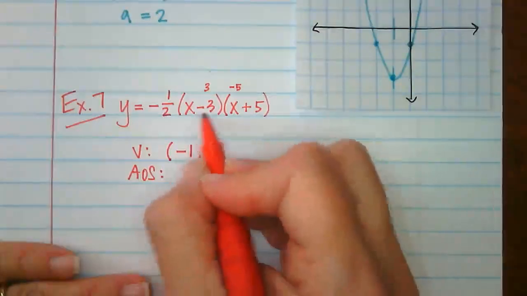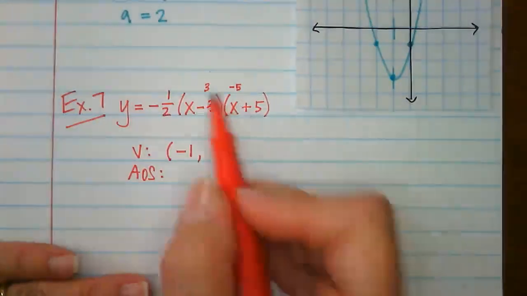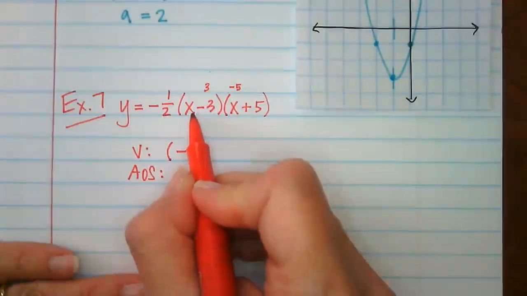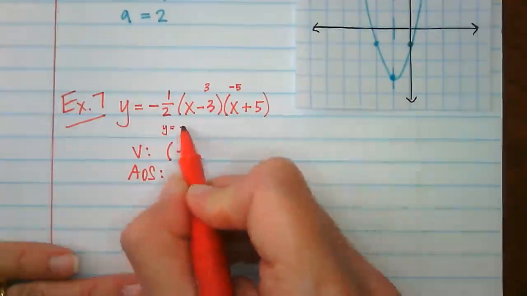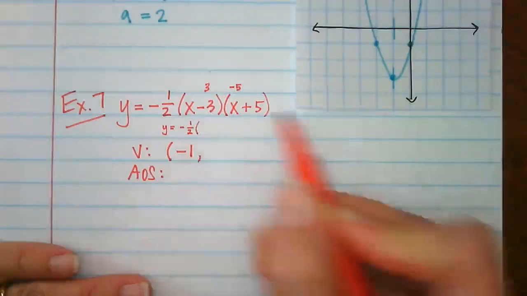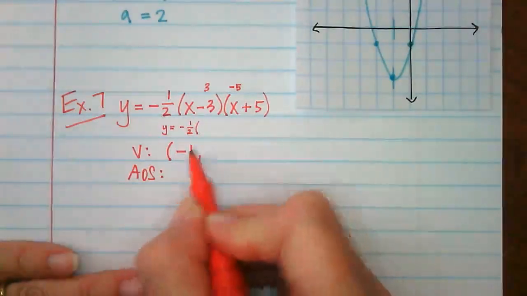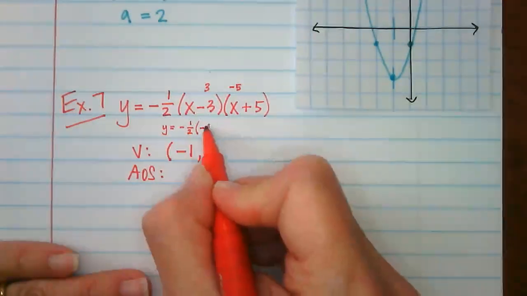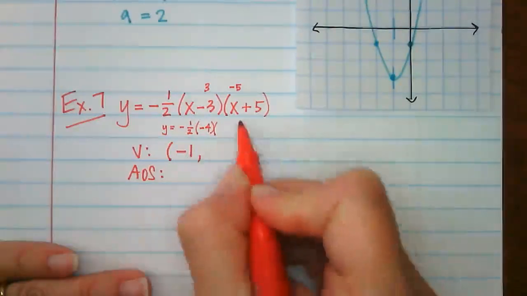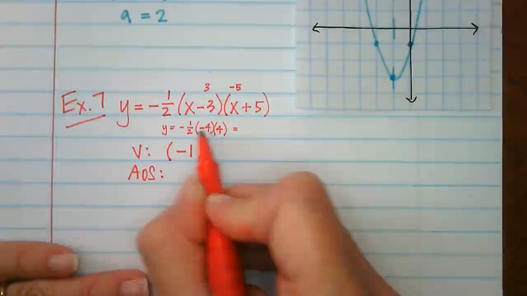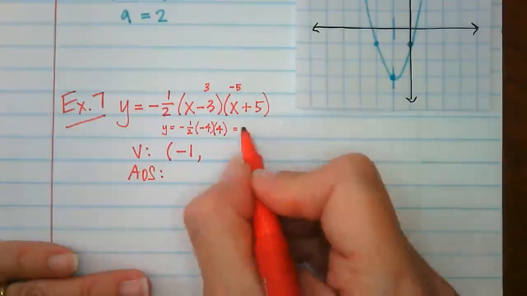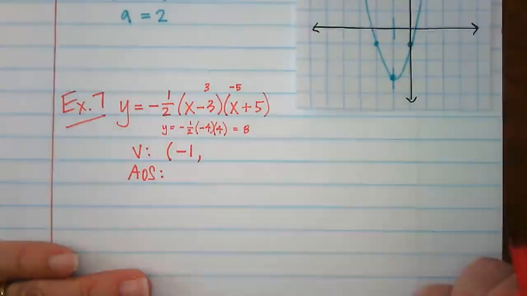So now what we need to do is fill in -1 in here. I'll write this out so that you can follow what I'm doing. -1 in here would be -4, and -1 in here would be +4. And if I multiply all of that together, I think I'm getting 8.